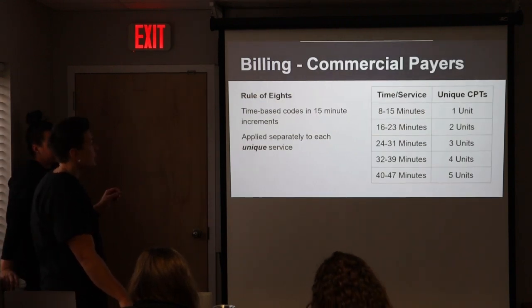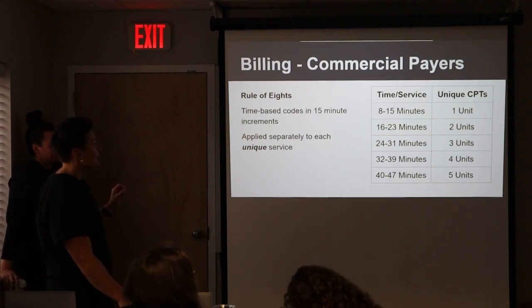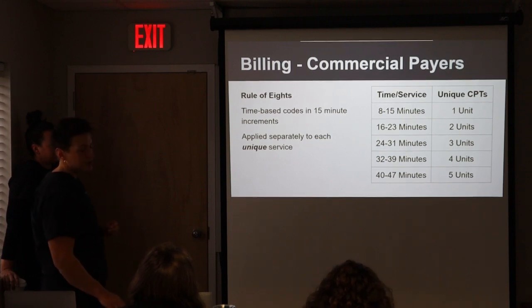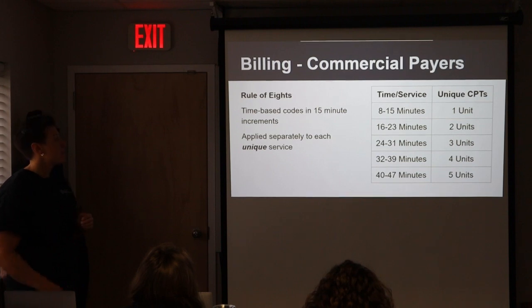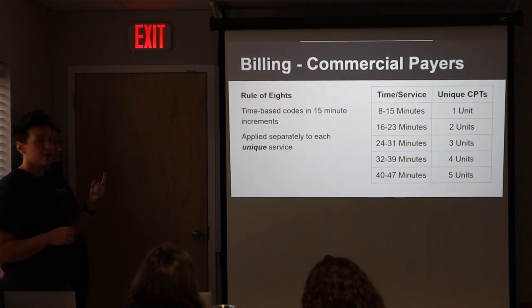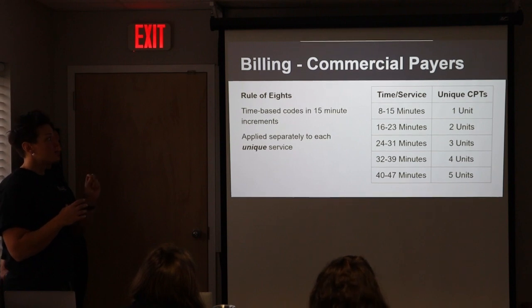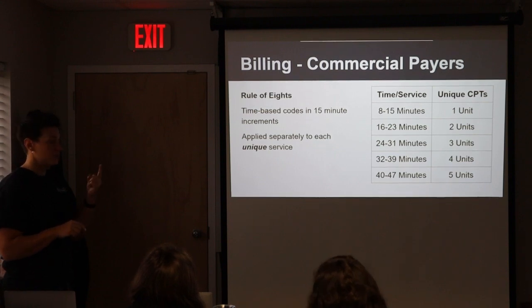We're going to talk really quickly about selection of units. So for commercial payers, it's confusing because everything's about 8. For commercial payers, we have the rule of 8s, which is time-based codes in 15-minute increments that are applied separately to each unique service. So one unit of one service ranges from 8 to 15 minutes. 2 units of unique services starts at 16 minutes. So that means 8 of one and 8 of the other equals 16.